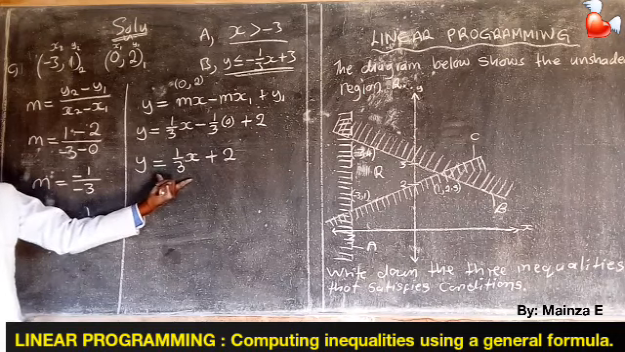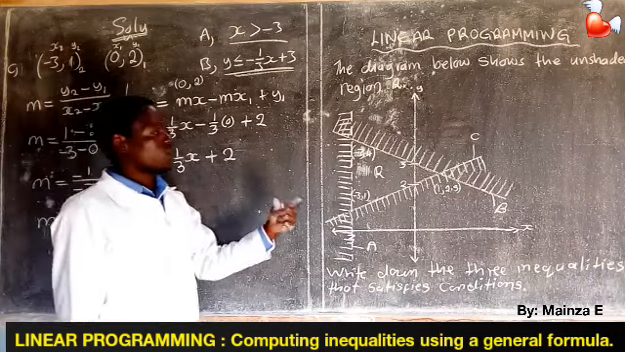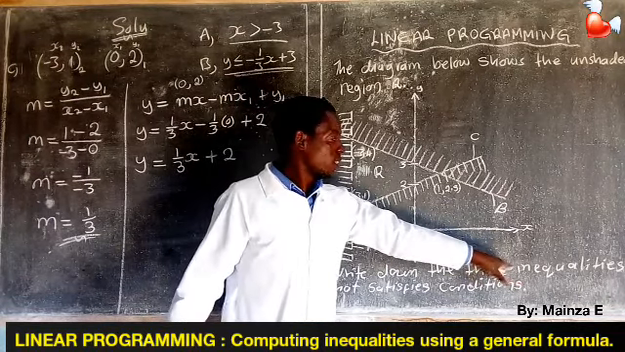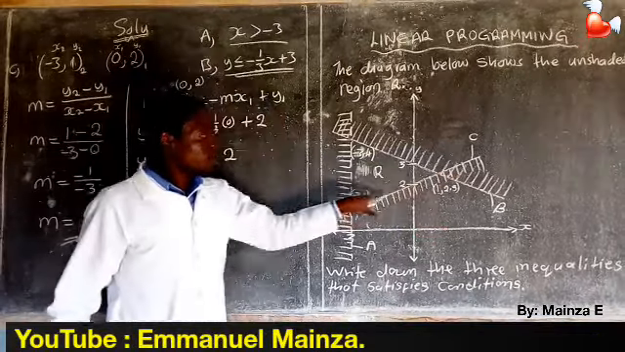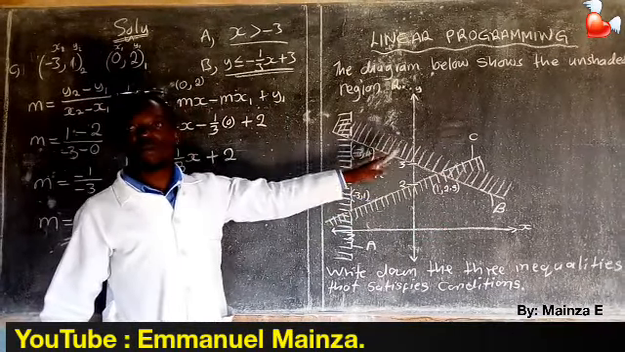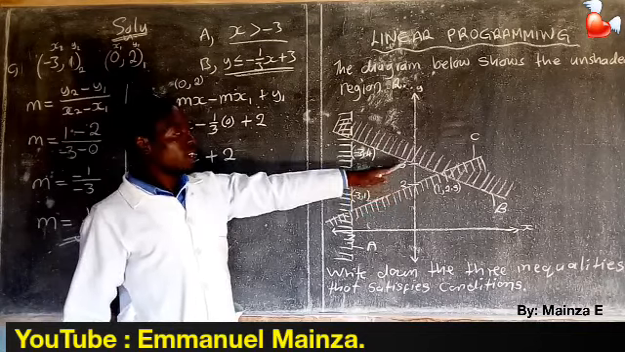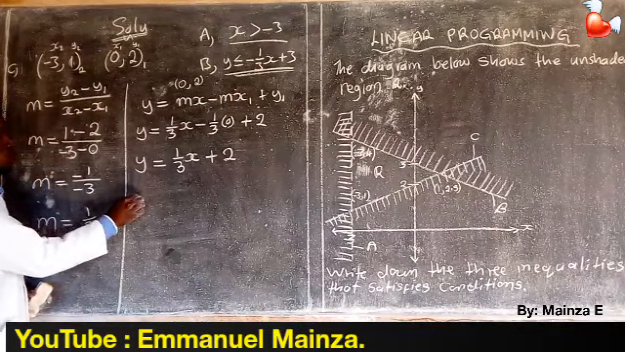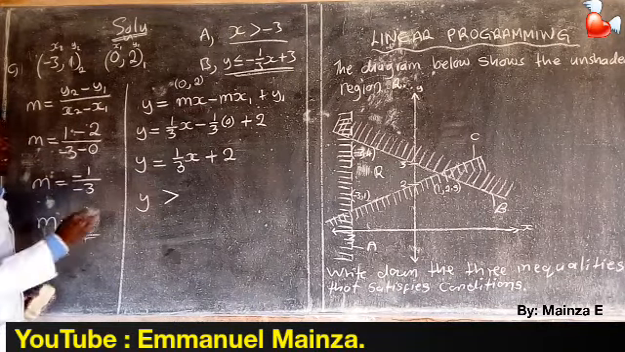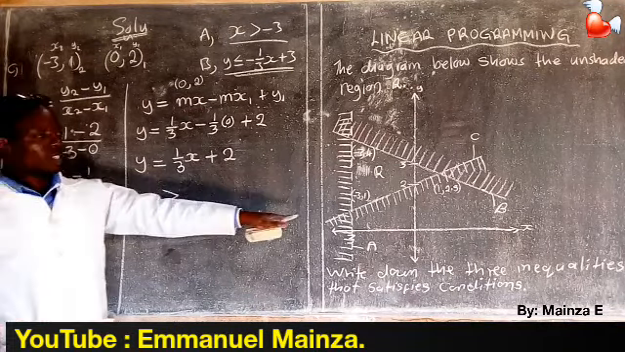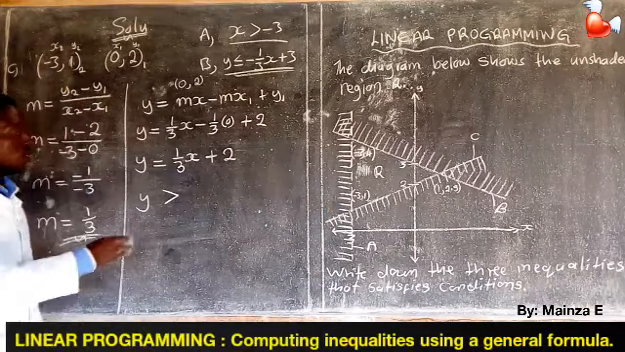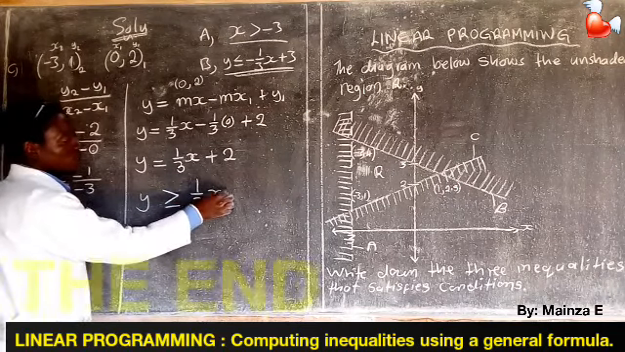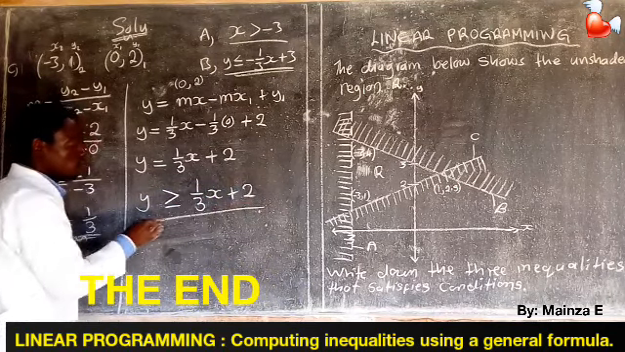What we do next is to write the inequality. Look at the line and the area which is not shaded. The area not shaded here is above. So what we do is to use the symbol called the greater than. The line is bold, so the symbol is the two-way, greater than or equal to, 1/3 x plus 2, and the end there.